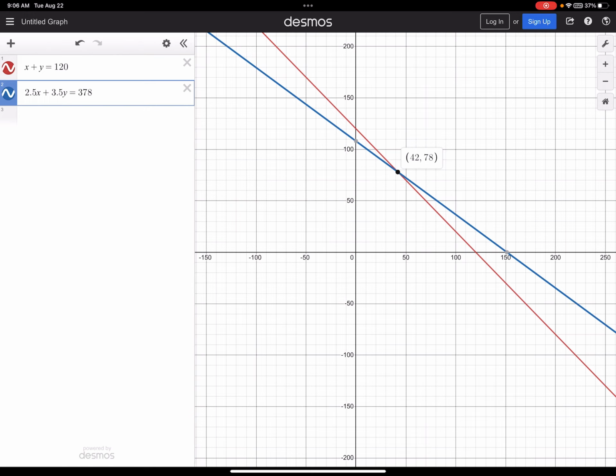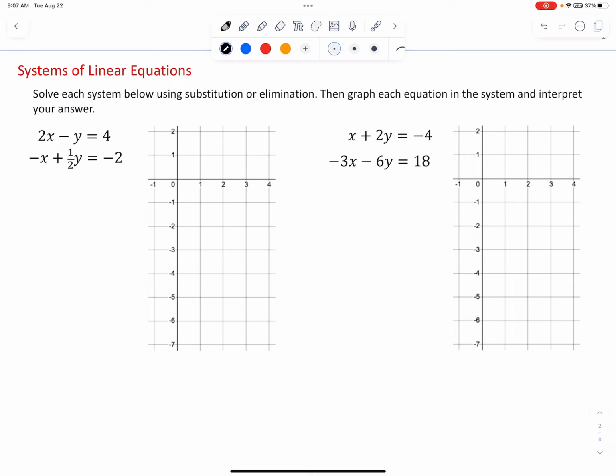Now it's interesting, I want you to begin thinking about when you graph two lines in the xy plane like this, what are the possible scenarios as far as points of intersection are concerned? Keep that in mind as we move forward. All right, page 2. Solve each system below using substitution or elimination, then graph each equation in the system and interpret your answer.